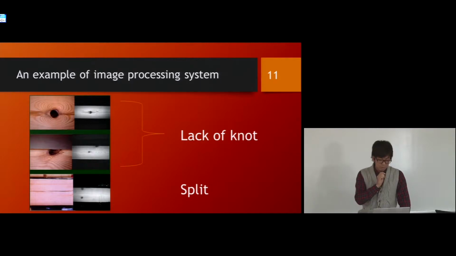For example, lack of knot and split appear like this. The black points and lines because of lack of knot and split are grasped as something bad by the computer when the wood goes into the system.